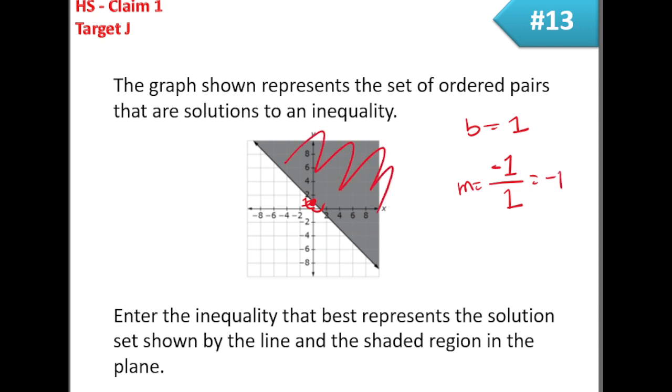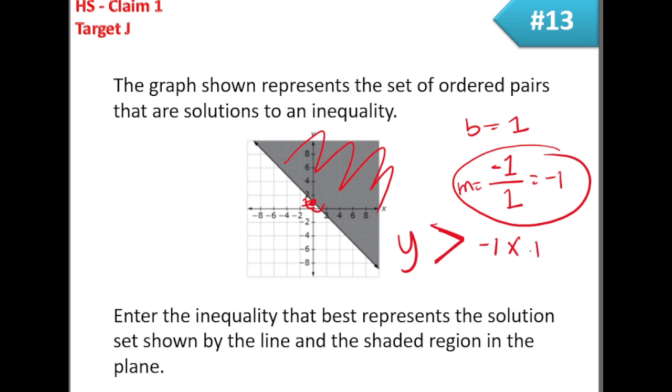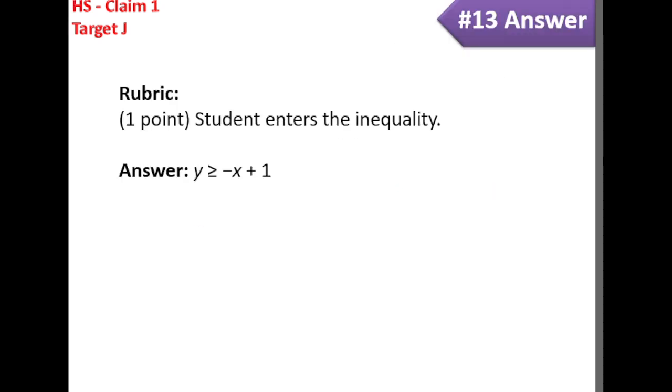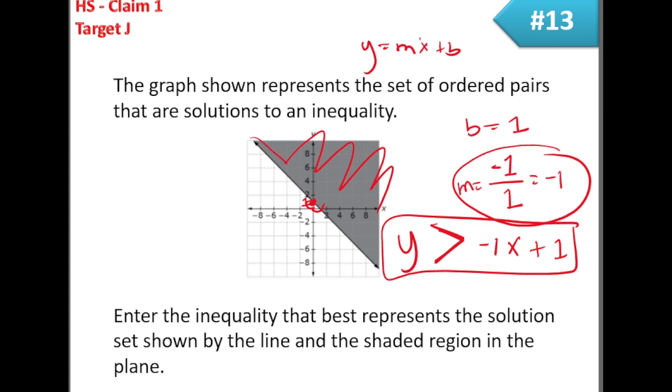And it's shading up, so it's going to be greater than. So y will be greater than, my m is -1, don't forget the x, plus 1. That's it. Y is greater, its slope is going down, so it's negative. The slope is always next to the x, and b is 1. This comes from y equals mx plus b. Oh, sorry, it is a solid line.